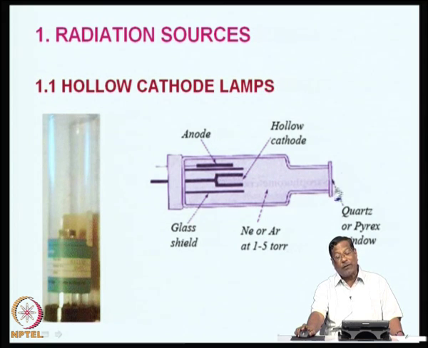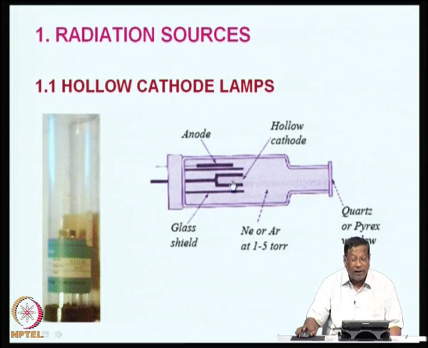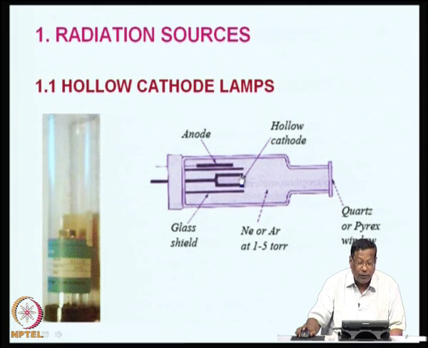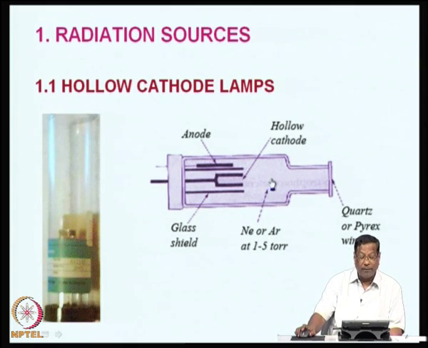So, most of the hollow cathode lamps are constructed using a quartz window, and then here you can see that there is one anode and cathode. This cathode is in the form of a ring, the middle one, and on the top there is the anode, which is a sort of a filament, and then there is a glass shield completely sealed, and then put in there is a neon or argon gas filled at about 1 to 5 torrs. So, this is basically the construction of a hollow cathode lamp.